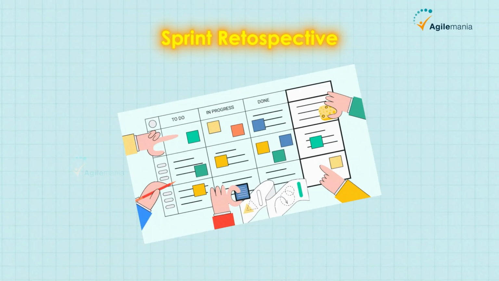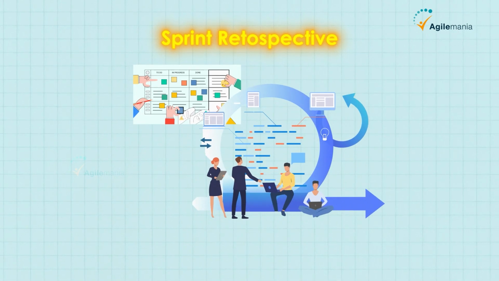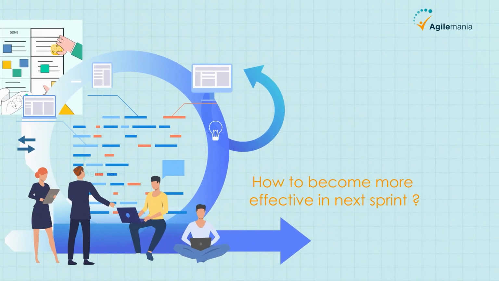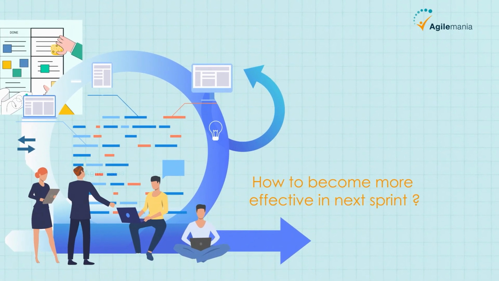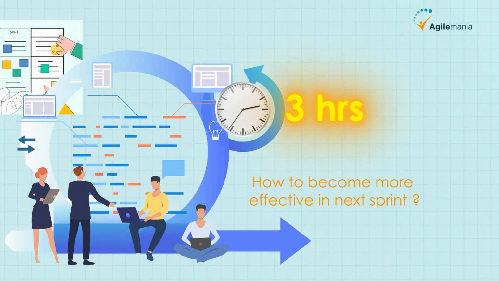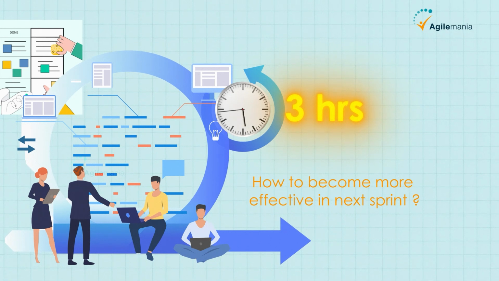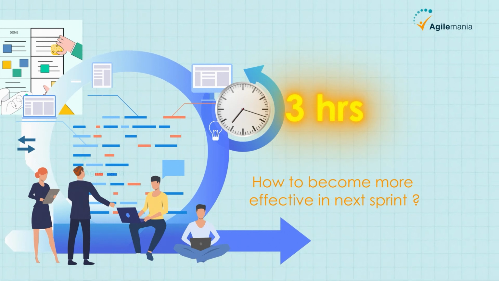The last event in the sprint is the Sprint Retrospective, where the Scrum team collaborates to figure out how they can become more effective in the next sprint. This is also a time-boxed event for 3 hours or less for 1 month duration sprint. It can be shorter for shorter duration of sprints.